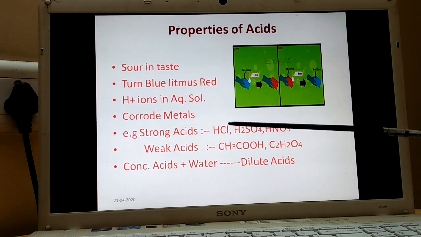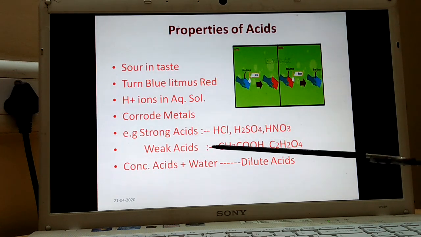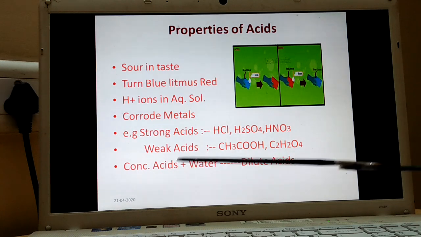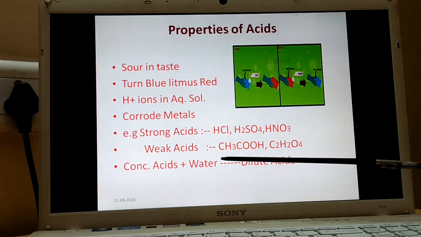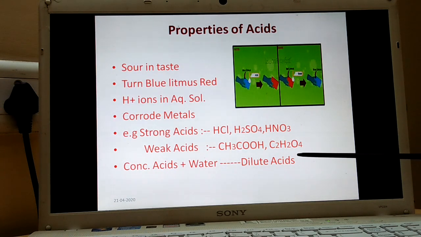Now, how can you classify these acids? They are classified into two categories, strong acids and weak acids. For strong acids, I have given three examples: hydrochloric acid, sulfuric acid and nitric acid. While the weak acids are acetic acid and oxalic acid. These are a few examples, but there are many more strong and weak acids. Every strong acid can be converted into a weak acid by simply diluting it with water. If you add a few drops of water to any concentrated acid, it will become diluted.